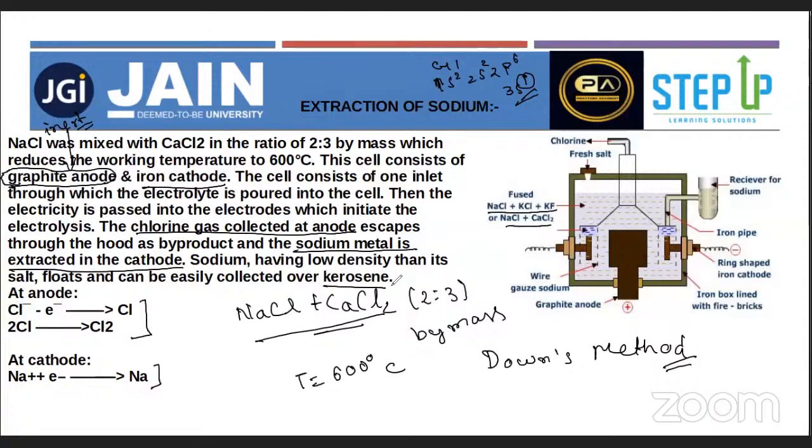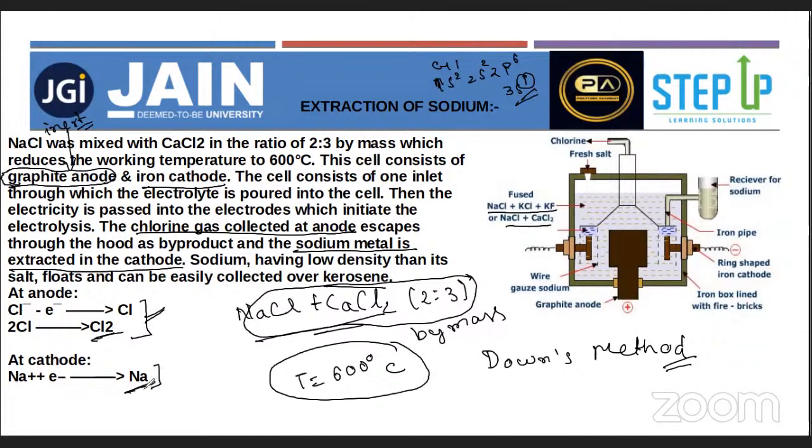What is important for you? The electrolyte used here is NaCl plus CaCl2 in a 2:3 ratio by mass. Temperature will be 600 degrees Celsius. At the anode, chlorine gas is being formed, and at the cathode, sodium is being extracted. Why is sodium being extracted? Because it has a very low density, and because of that it will float and be collected over kerosene. Only this is important here. Explanation-wise, everything is there.